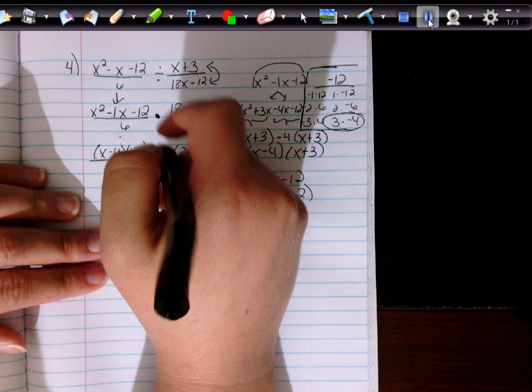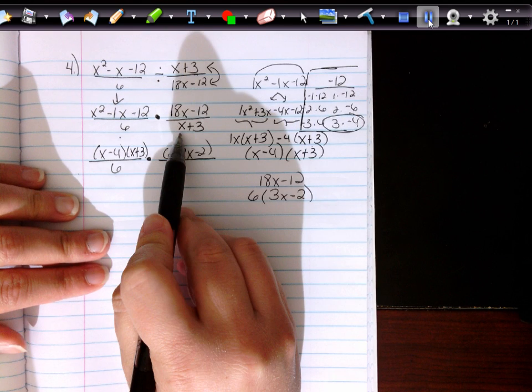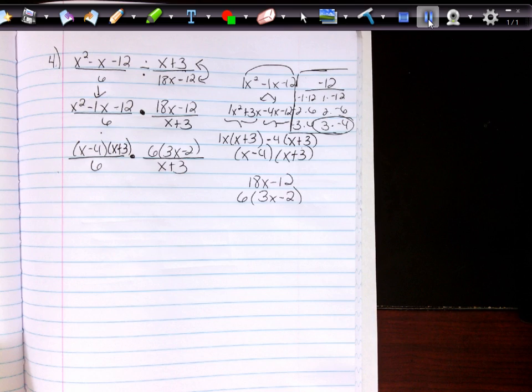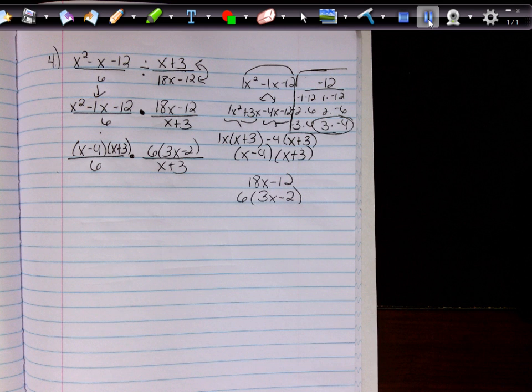And my x plus 3 is a binomial, but I don't have a GCF and it's not a perfect square, so I'm just going to bring down my x plus 3 because I can't factor that one.